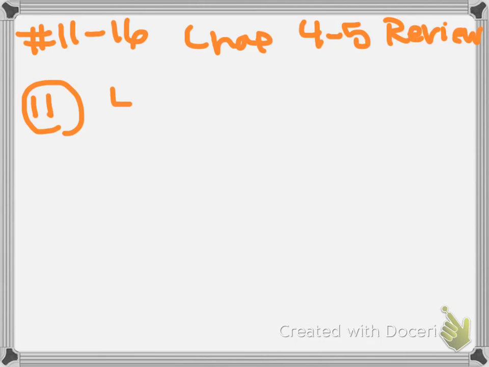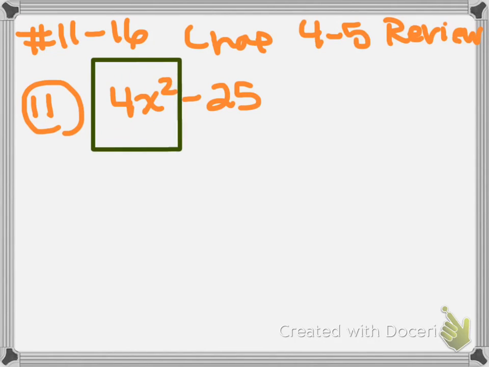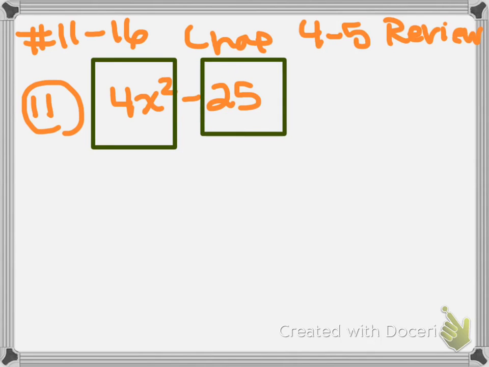we notice that we have 4x squared minus 25. There are only two terms. The first thing you have to ask yourself is, is there a GCF? 4x squared and 25 do not have anything in common. So the next thing we're going to do is look at this. If they don't have anything in common and I don't have a GCF, what else do I notice about it? Well, 4x squared and 25 are both perfect squares.